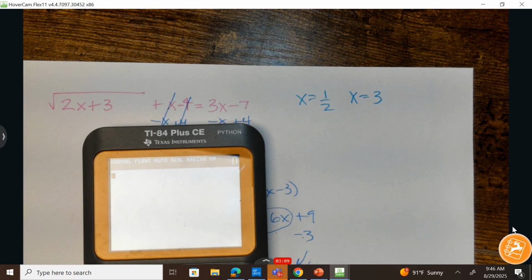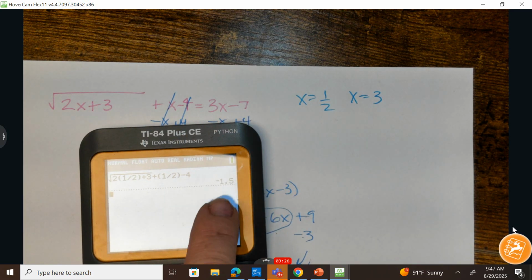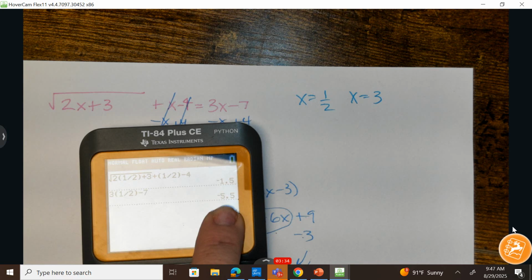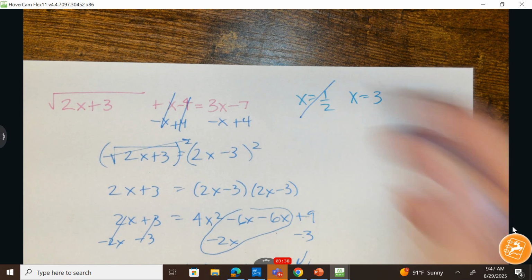Let's try again. I see what's happening. Let's try this one more time. That looks good. Plus 1/2 minus 4. Okay, there we go. So I get a negative 1/2 on the left. When I plug in 1/2 on the right, I must also get a negative 1/2 to have the two sides balanced. So 3 times 1/2 minus 7. I did not receive a negative 1/2. The left side does not equal the right side. What does that mean? This is an extraneous solution.